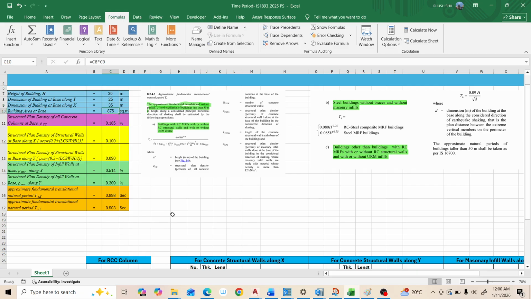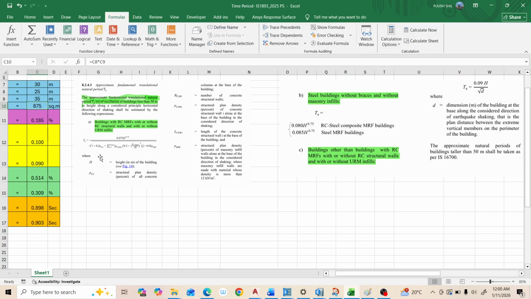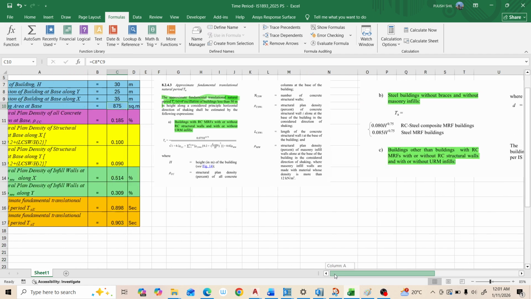After that, suppose you see the formula here, you will see the rho cc, the 1 plus 0.2 rho cc. This second part is related to the columns at the base of the building. They have already explained here what is rho cc, and this rho csw is related to the structural wall, and rho MW is related to the infill walls. So one by one we have to calculate. First we will go through rho CC. Rho CC is related to the column base.